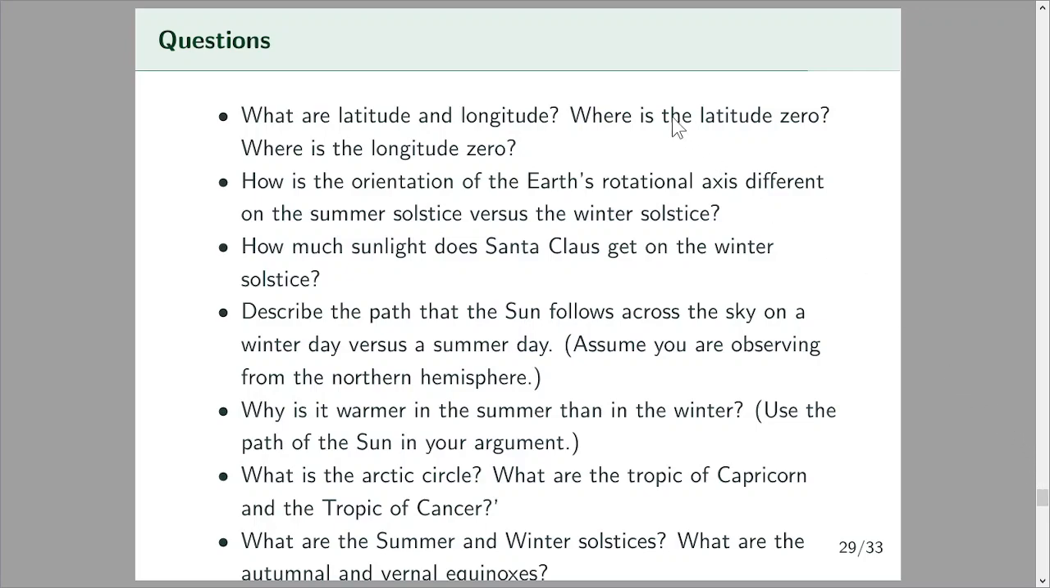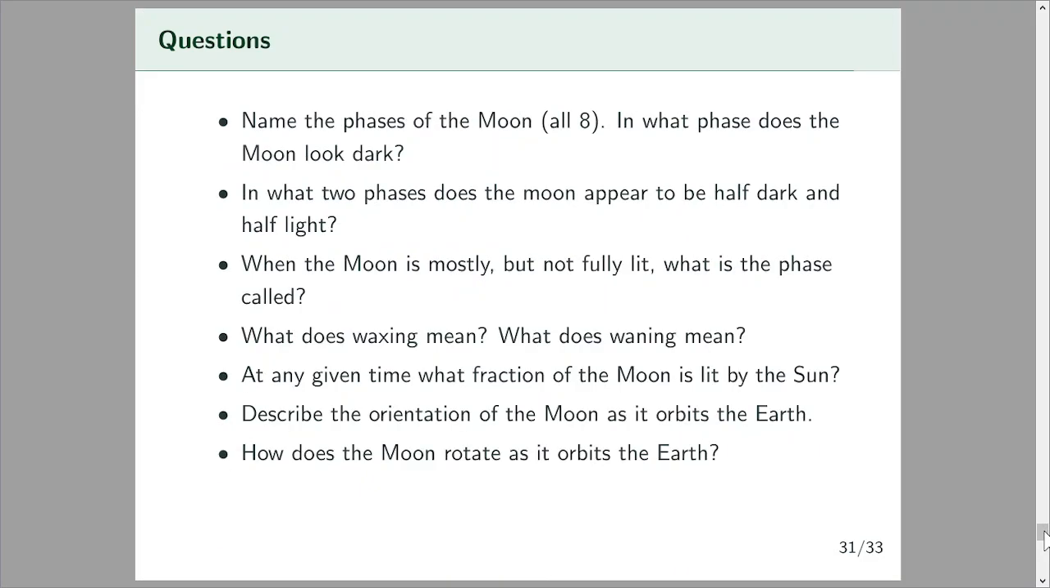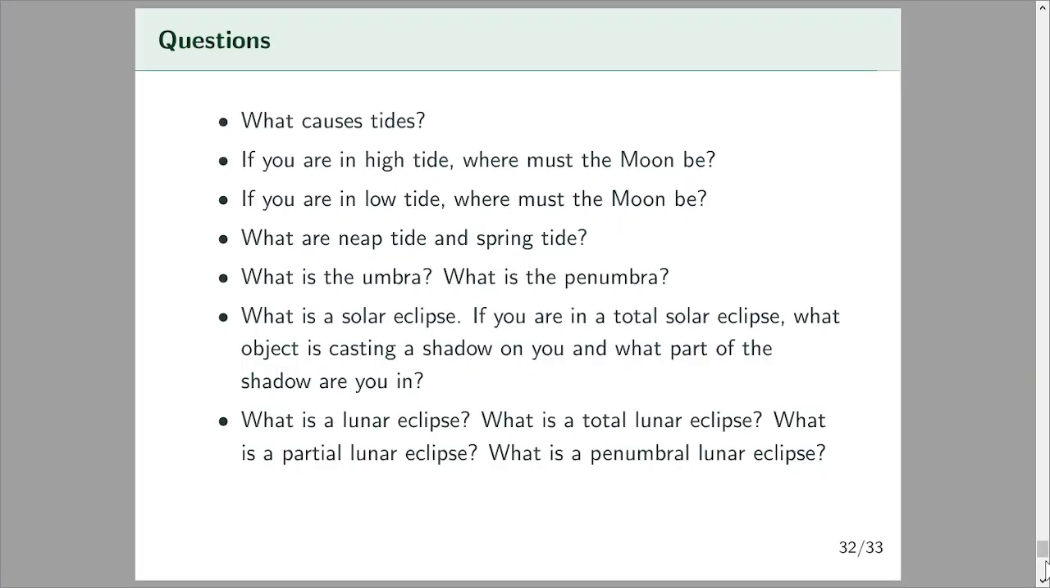These are some questions. You can look through these. These will be posted in the file. There are quite a few questions here, and I just grouped them according to topic.